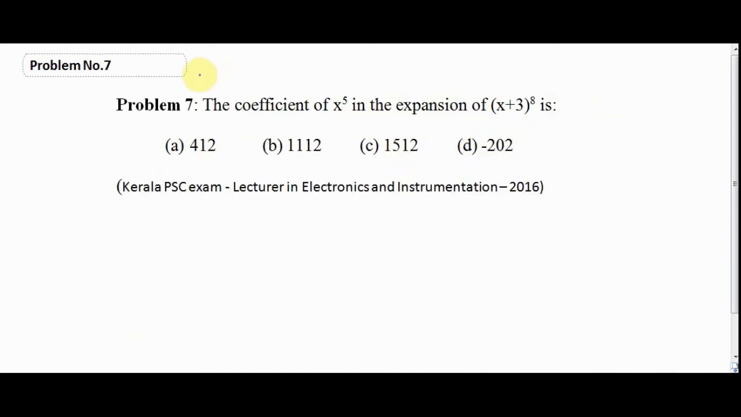Okay, now let's see problem number 7. The coefficient of x raised to 5 in the expansion of x plus 3 whole raised to 8 is. So in the expansion, the rth term will be 8c r minus 1 x raised to 8 minus r minus 1 into 3 raised to r minus 1. Now here if the term is having x raised to 5, it means that the value of 8 minus r minus 1 should be equal to 5. Now from this we can calculate the value of r.